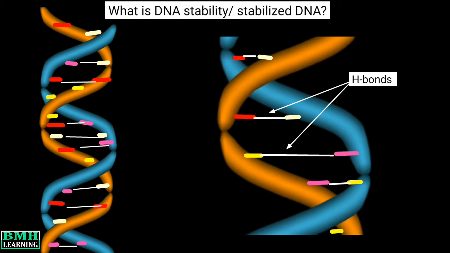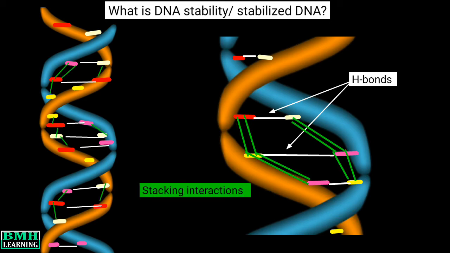Now concentrate. It's not only the hydrogen bonds which are making the DNA stable, but one more thing is here, and that's the stacking interactions. The stacking interactions are the ones responsible for bases getting stacked upon each other. Now you must be able to name the factors responsible for stability of DNA.